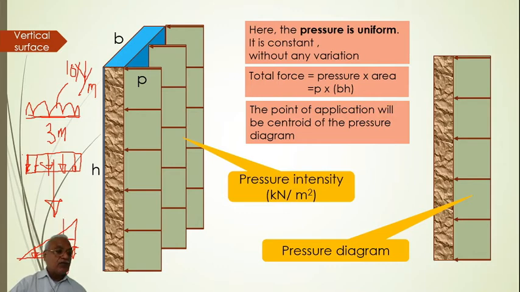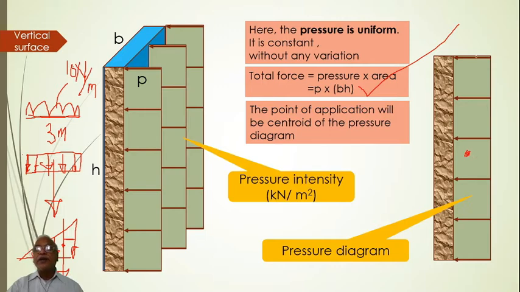How much will this force be? This force will be equal to the intensity of the pressure, the intensity of the load, multiplied by the area. The same statement holds good. Now in this case, because there is a face which is vertical and horizontal pressure is acting, where will it be acting? It will be acting at the centroid of the loading diagram.